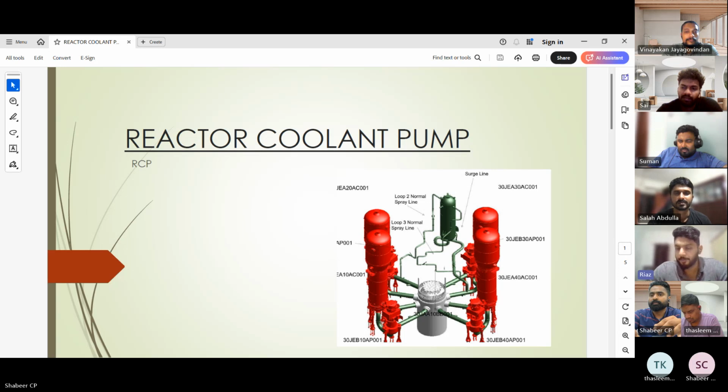It's clear, right? If an RCP is in faulty condition, the heat generated inside the reactor core can be removed using two RCPs. That's what Shadir was explaining. But obviously the next step will be a reactor trip, and if there is a faulty RCP, the reactor will be shut down and go to maintenance.